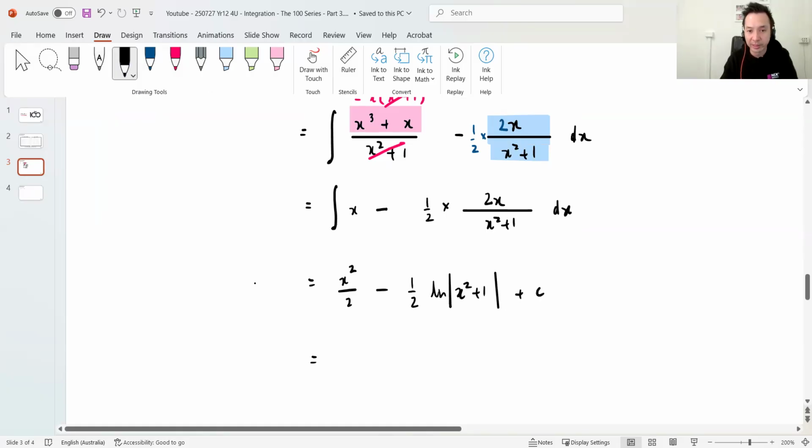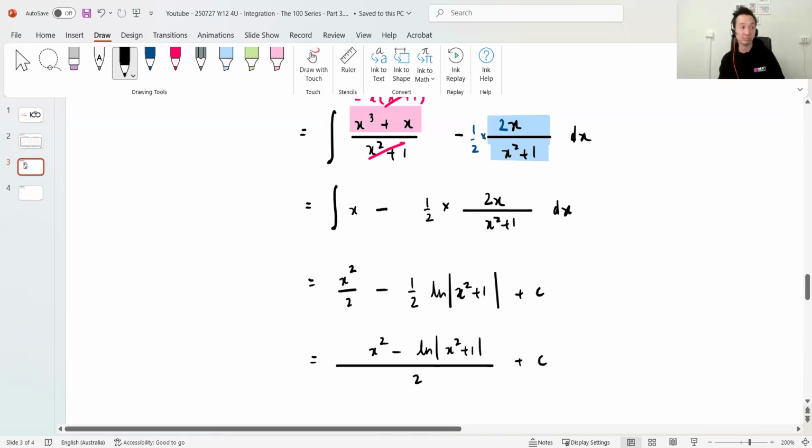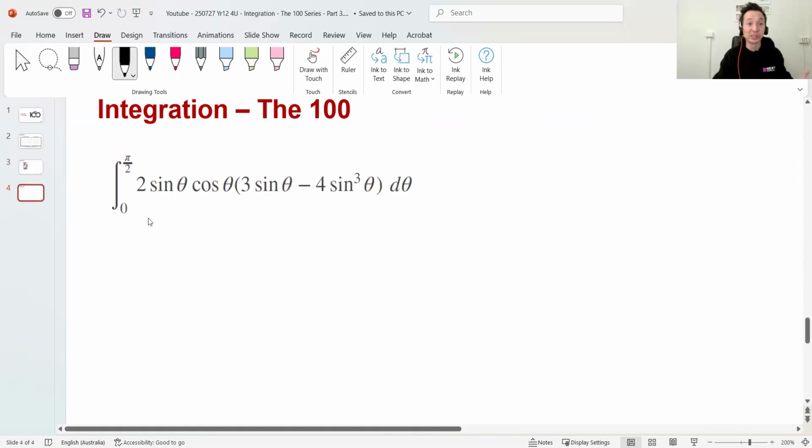And if you're amazing, you put them all on the same common denominator: x squared minus ln of x squared plus 1, plus c. How's that? Pretty straightforward. Nothing too hard about that. Let's move on. Next question is question 100.